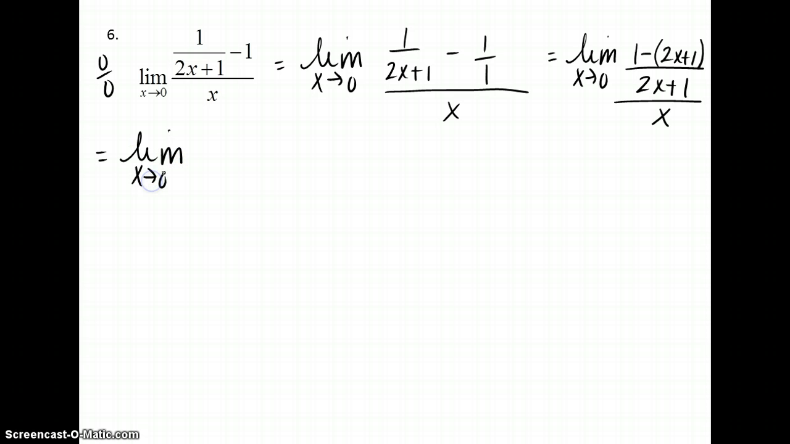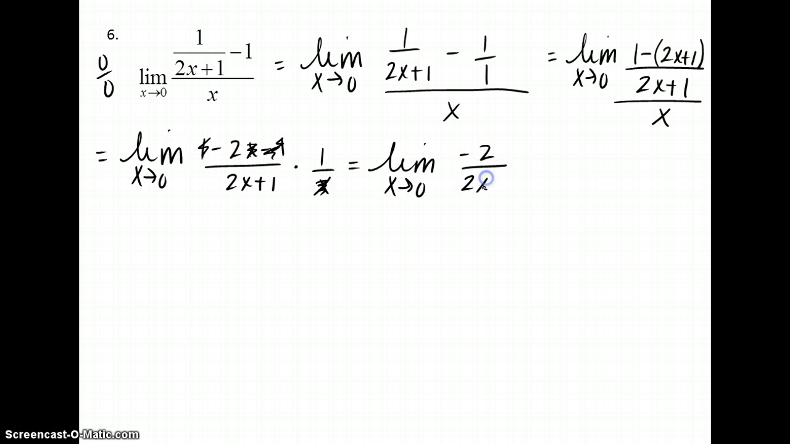So limit as x approaches 0, distributing the negative, and then dividing by x is the same as multiplying by 1 over x. The 1's cancel. Furthermore, the x in the top and the x in the bottom will cancel. So now we get the limit as x approaches 0 of -2 all over 2x plus 1, making a direct substitution of 0 in for x. We get the limit to be -2.